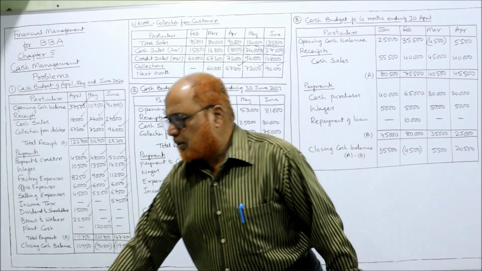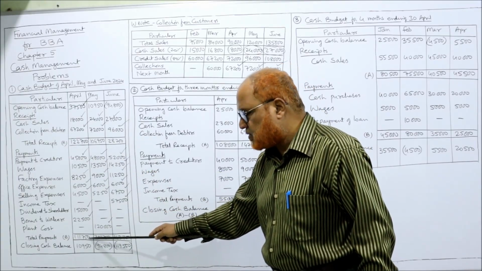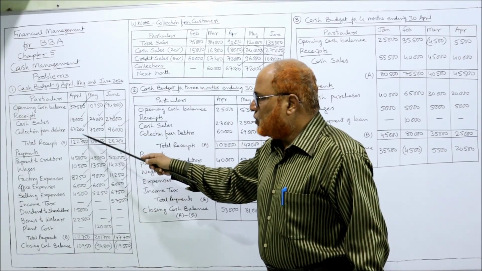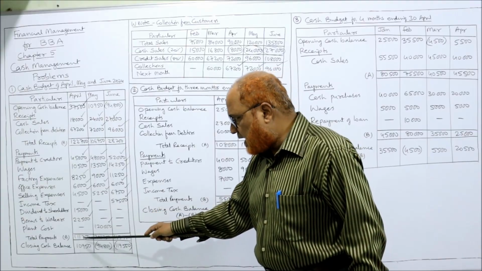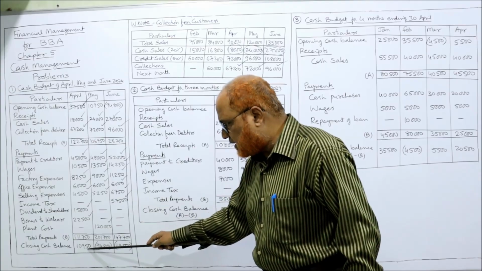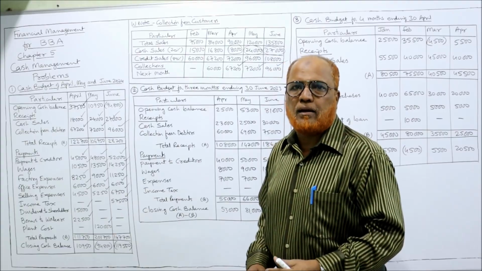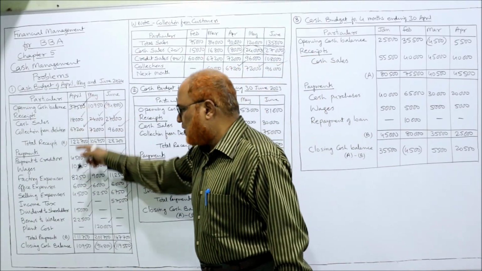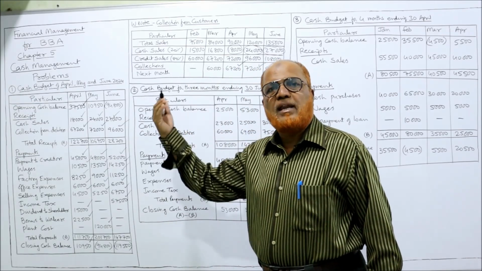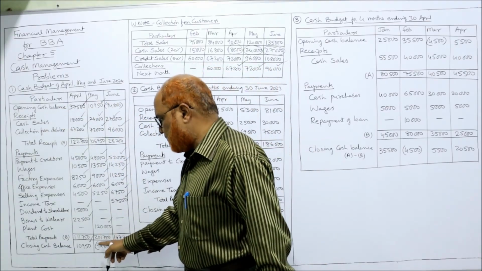Now simply we'll take the total. The total of all the payments are 1,11,750. How much are the receipts? 122,700. So 122,700 receipts, 1,11,750 payment. So 122,700 minus 111,750 is 10,950. This is the closing cash balance of April, 10,950. This will become the opening cash balance of next month, May. This is May. Opening cash balance 10,950.